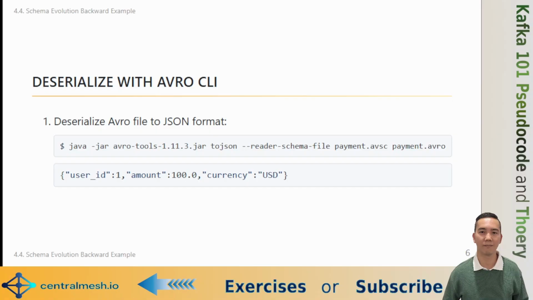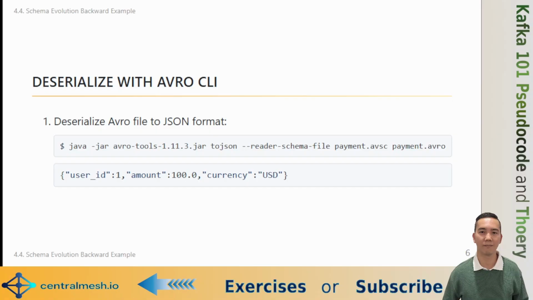To deserialize the data, we use the Avro tools once again. This time we use the toJSON command to convert the binary Avro data back into JSON format. Here we are using the same java -jar Avro tools again. toJSON is the command to convert Avro data into JSON format. --reader-schema file payment.avsc specifies the schema that should be used for reading the data. This schema should match the one used for serialization.